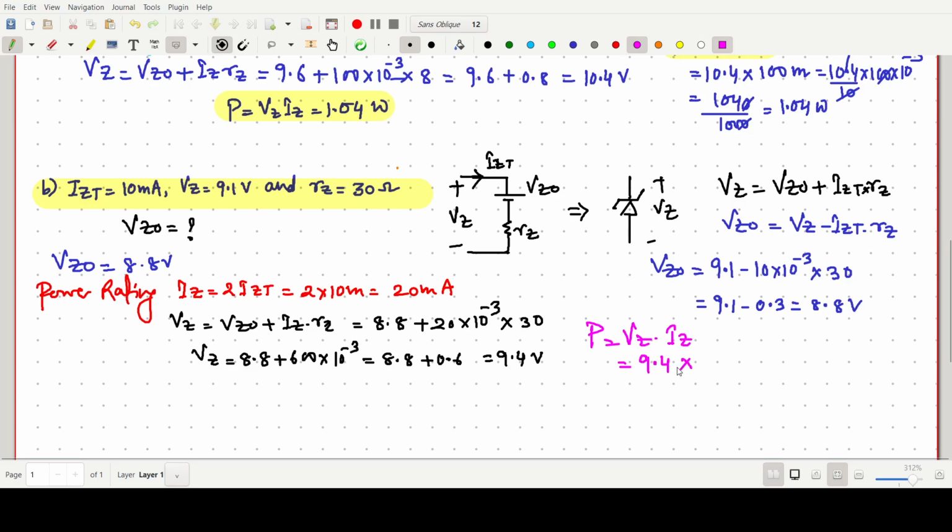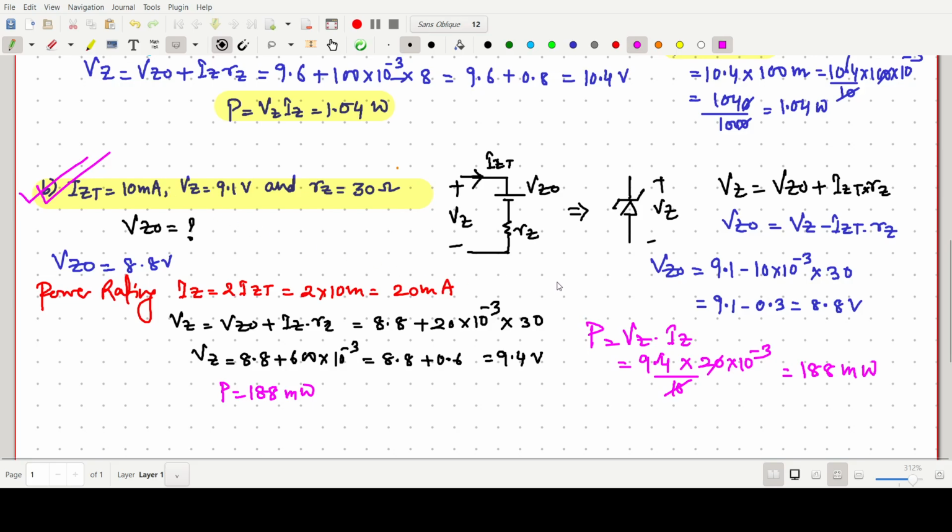9.4 volt into Iz, 20 milli, 20 into 10 to the power minus 3. If we want to solve like this, you can write 94 into 2 means 188, 188 into 10 to the power minus 3. So simply write milliwatt. So the power rating will be 188 milli. So this one is our part 2, the B part.